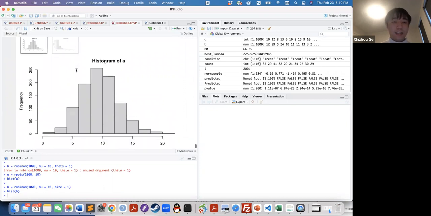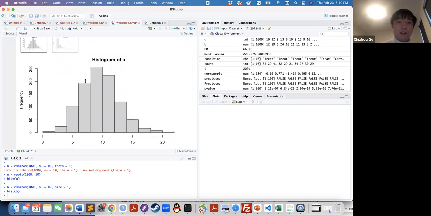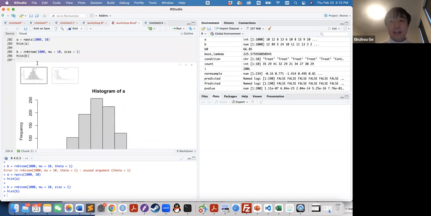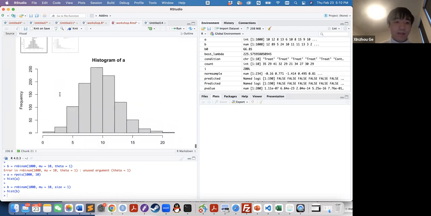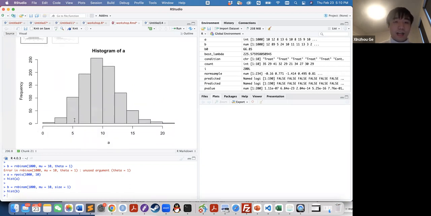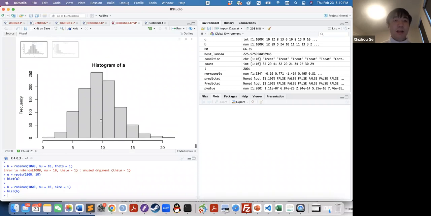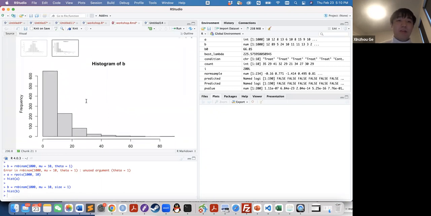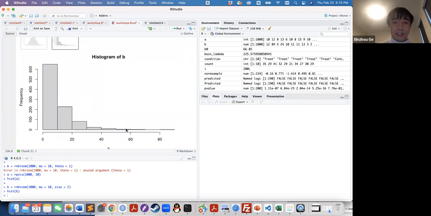We can see that the shape looks very similar to a normal distribution, but the only difference is that all the values are integers, and most values are between 5 and 15 within this small range, and they are centered around 10, which is the mean. However, if we look at the negative binomial distribution, we can see that we have some very large values. We have values greater than 80 even, and the majority of values are between 10 and 0.